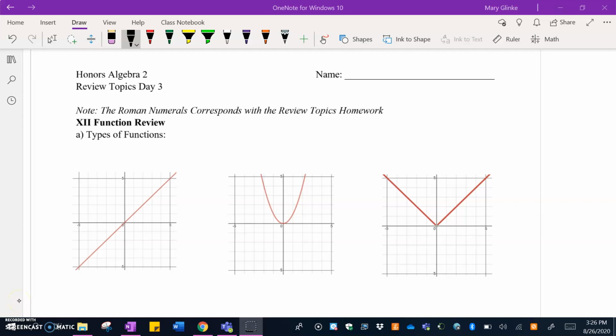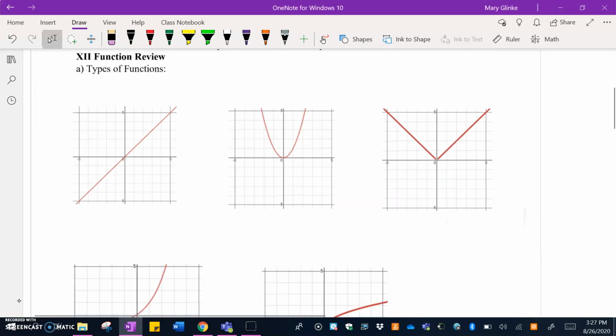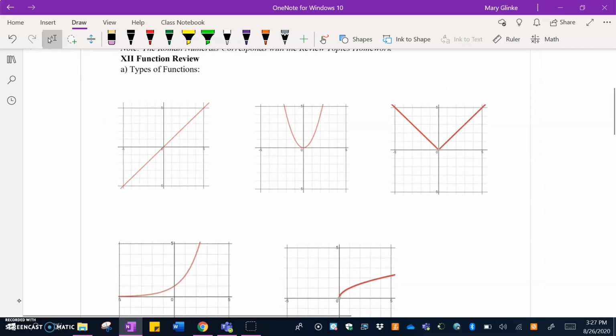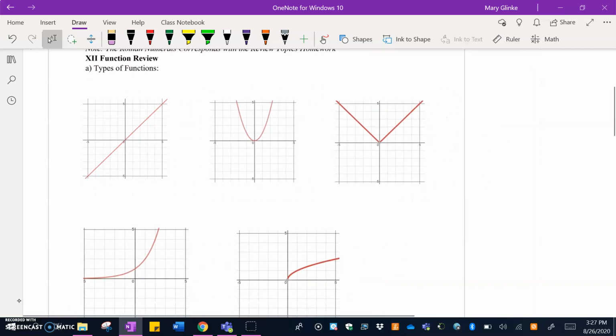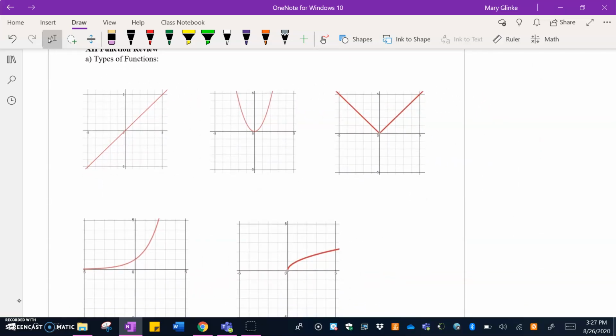Today we're going to be reviewing different types of functions and then transformations of functions. So there's a bunch of different basic functions from Algebra 1, and these are kind of the graphs of them. These are the parent functions, aka the function before it's been moved or other numbers added in there.